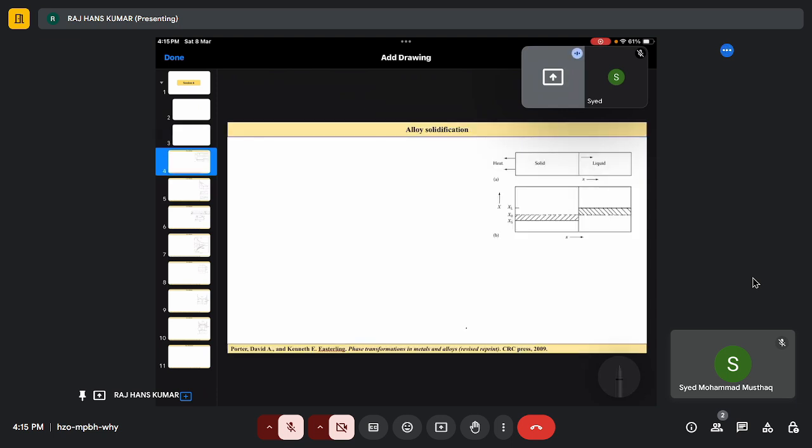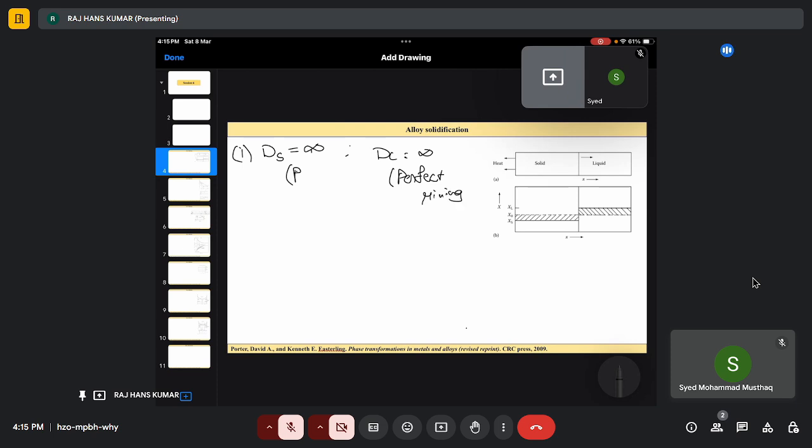The first assumption is what? DS is infinite, which is not an ideal case. DL is also infinite. That means there is a perfect mixing in liquid.